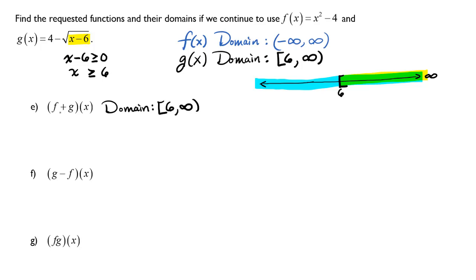We can also write this f plus g of x as a composition, or the sum of the two functions, where f of x is x squared minus 4, and we add that to 4 minus the square root of x minus 6. When we combine like terms, the 4's add to 0, and we get x squared minus the square root of x minus 6.